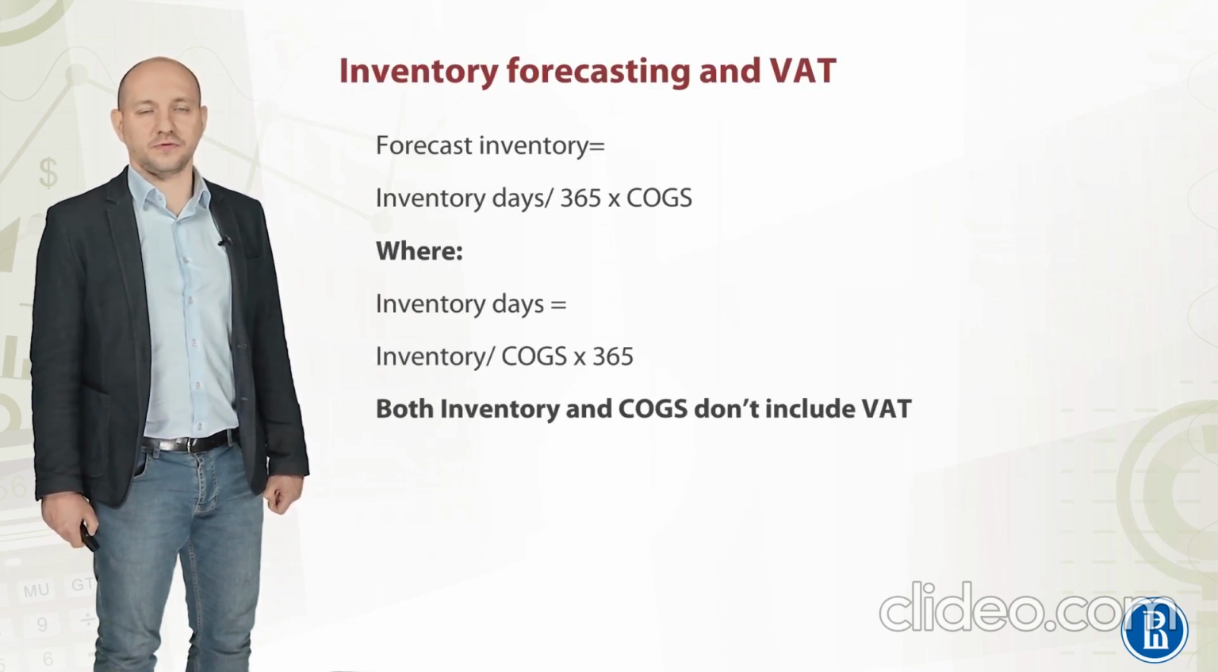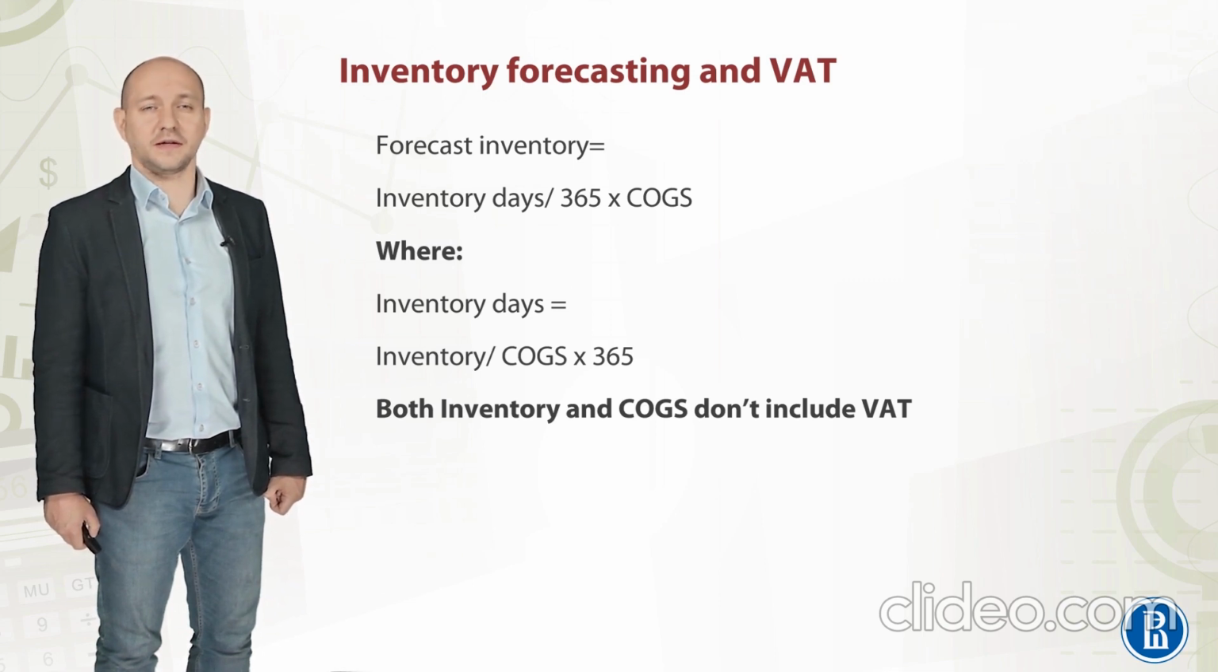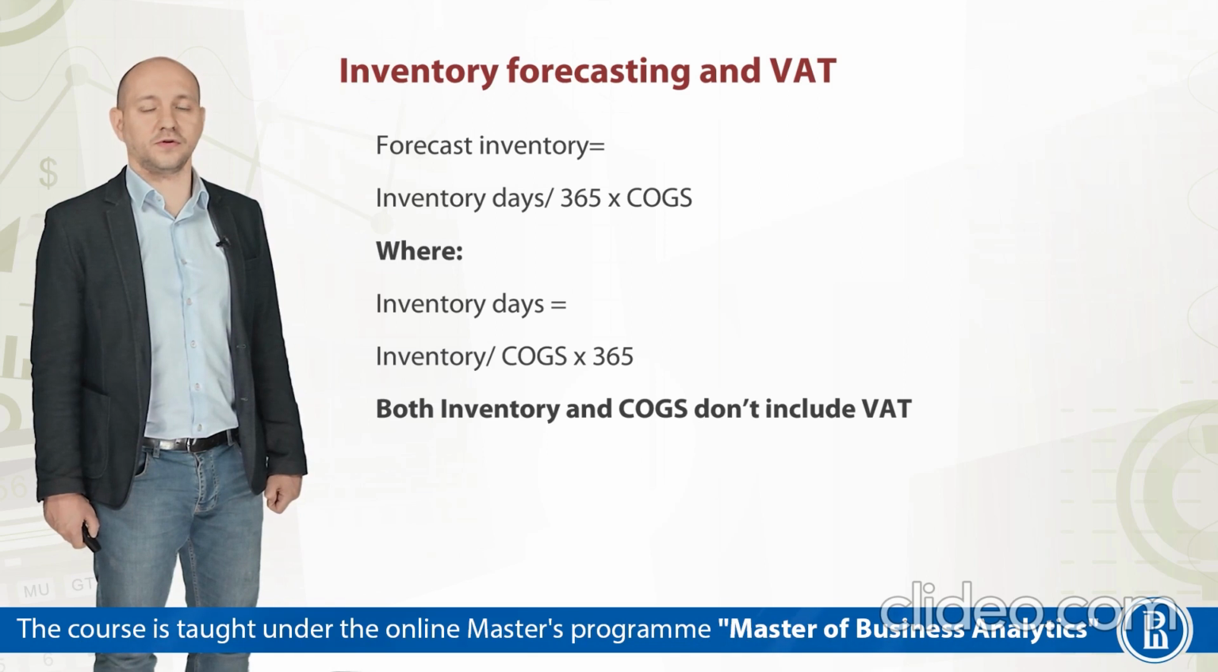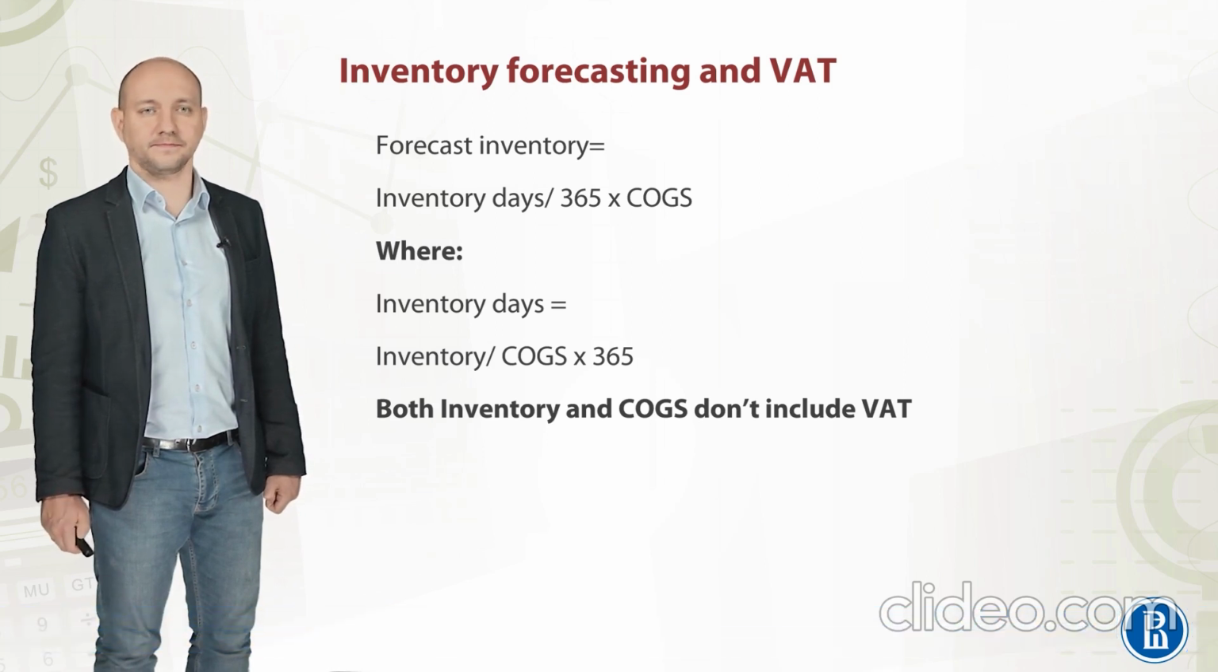In the case of inventory, we have a different situation. To forecast inventory, we multiply inventory days by cost of goods sold and divide by 365, where inventory days is equal to inventory divided by cost of goods sold and multiplied by 365. Both inventory and cost of goods sold don't include value-added tax.